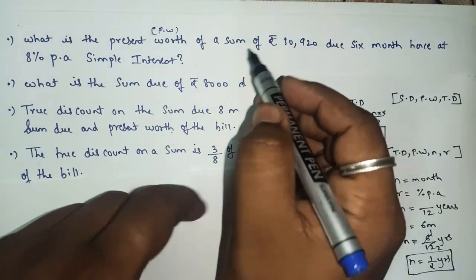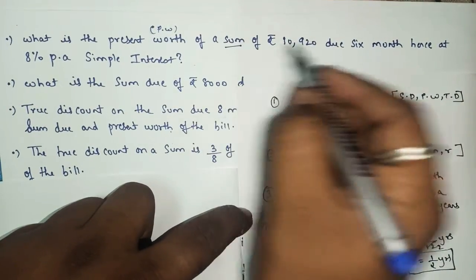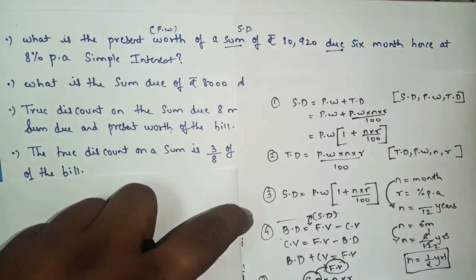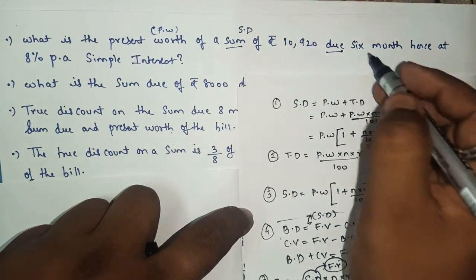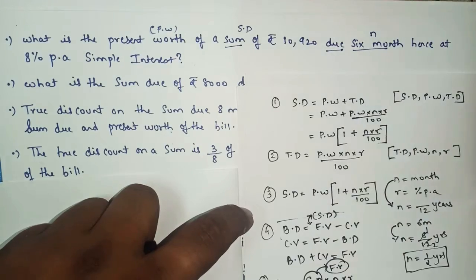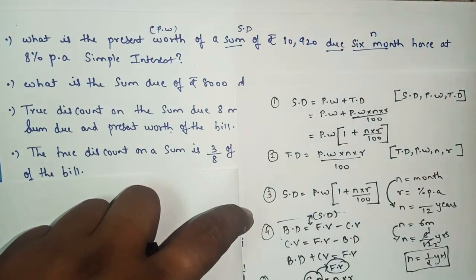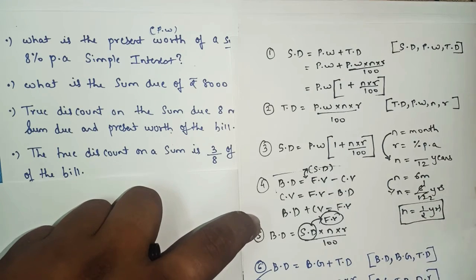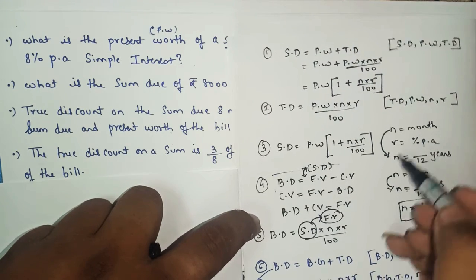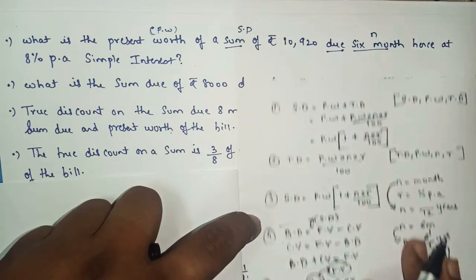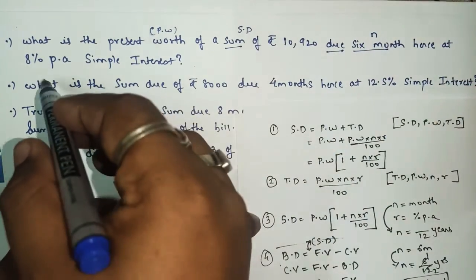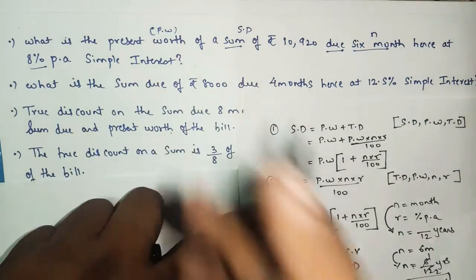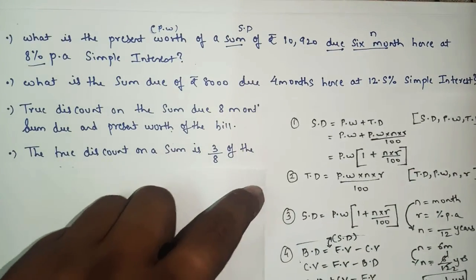Then the sum of rupees, sum due, so this part is SD, given as 10,920. 6 months is the value of n, and the value of n is mentioned in months. As I just explained, whenever it is mentioned in months you have to convert that into years. Then 8% is the rate of interest. So here we have to find PW.